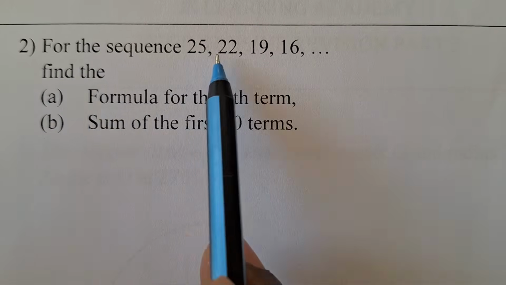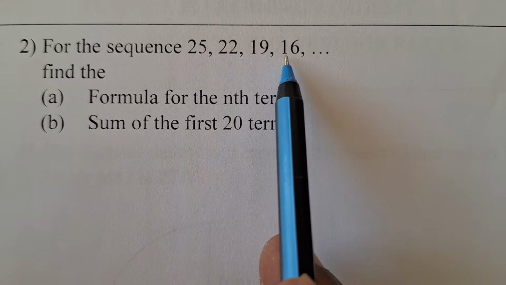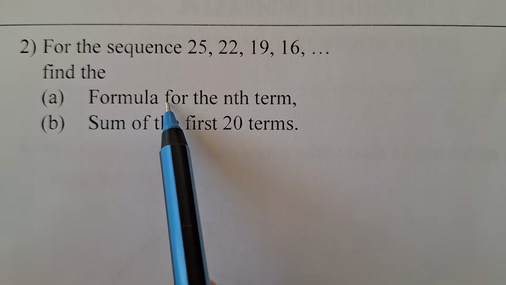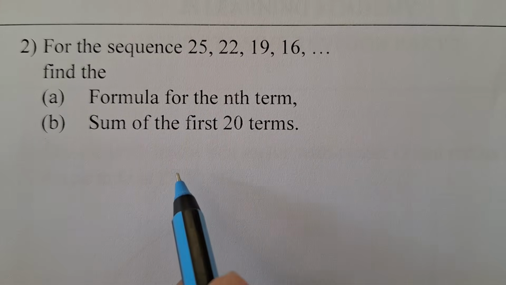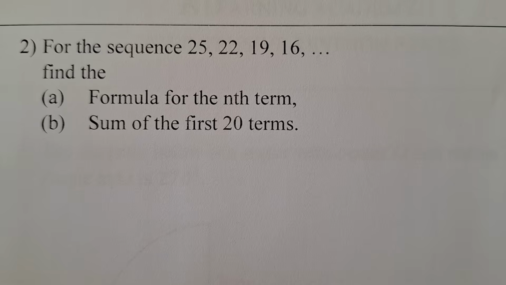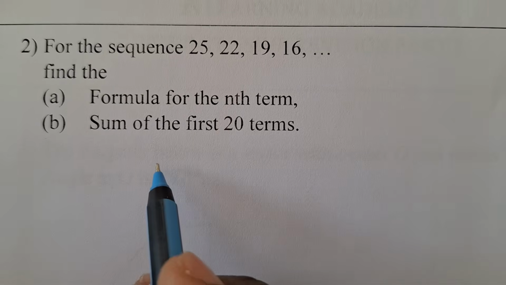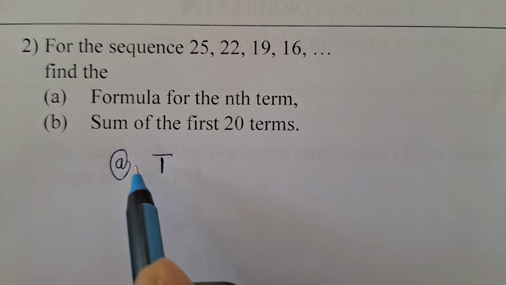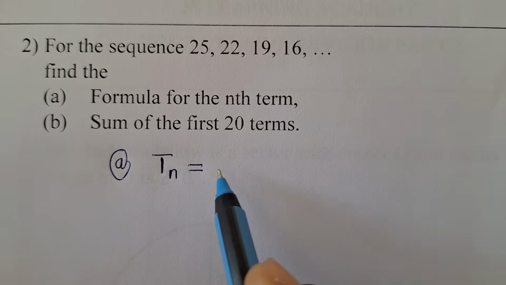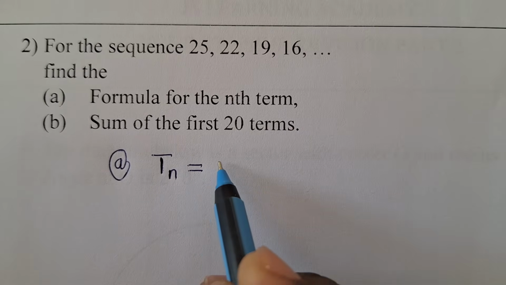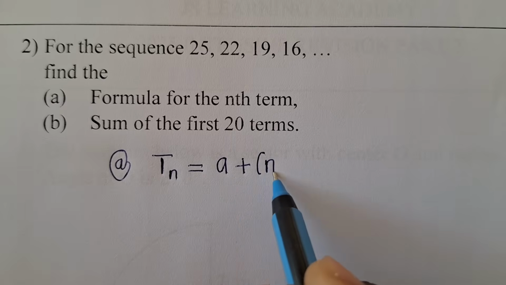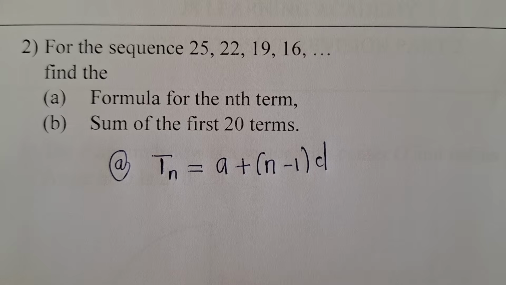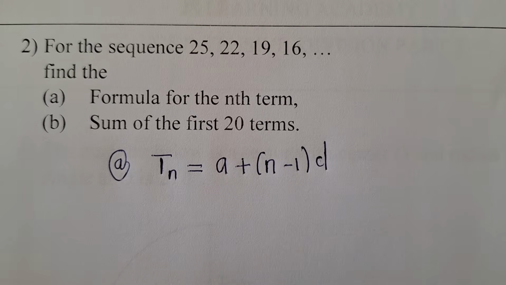So they have given us the sequence 25, 22, 19, 16. Find the formula for the nth term. So when you hear these examiners asking you to find the formula, just think of this formula for finding the term under AP. So that is it. T subscript n is equal to a plus, open bracket, n minus 1, close bracket, d. Remember, you are not supposed to use a calculator in paper 1, and also you are not given the formula. So a formula like this, you just have to know it.